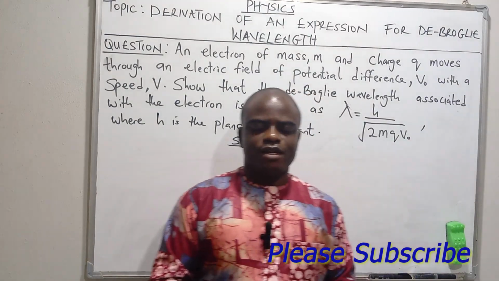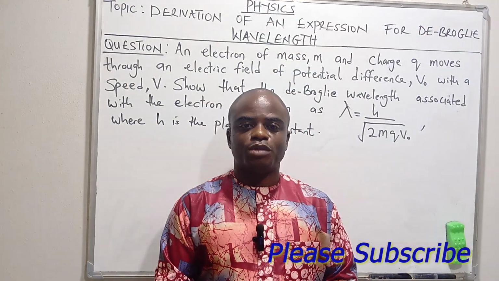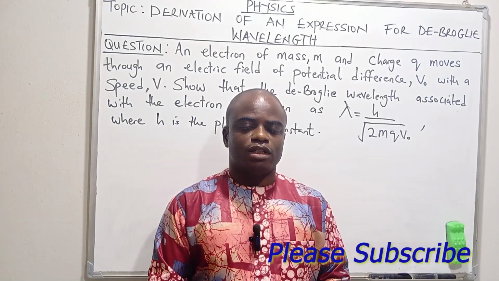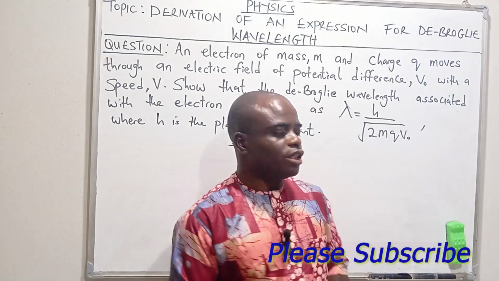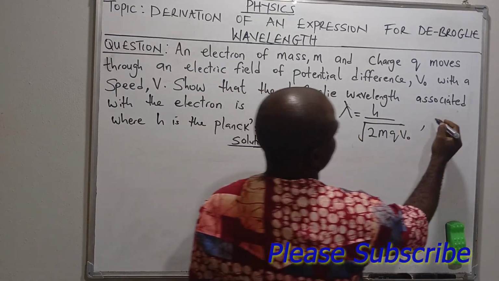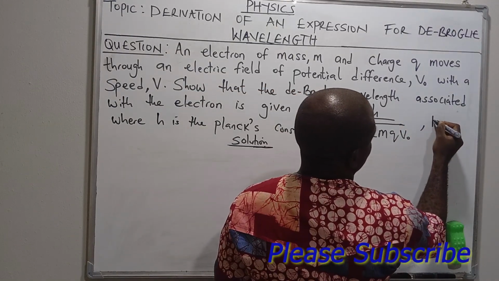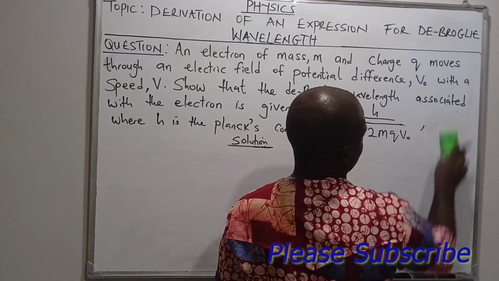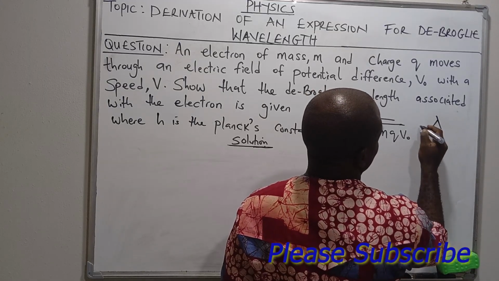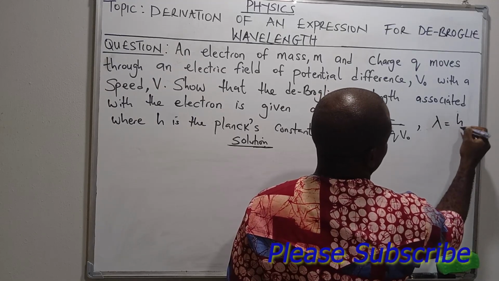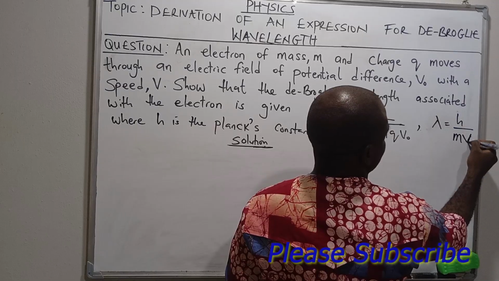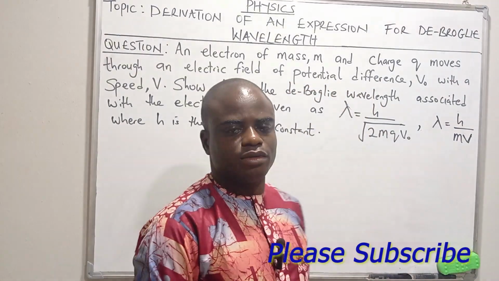Good day, students. Today, I want to solve a problem on the topic titled Derivation of an Expression for de-Broglie wavelength. Don't forget, de-Broglie wavelength equals Planck constant over mass times the speed of the electron.